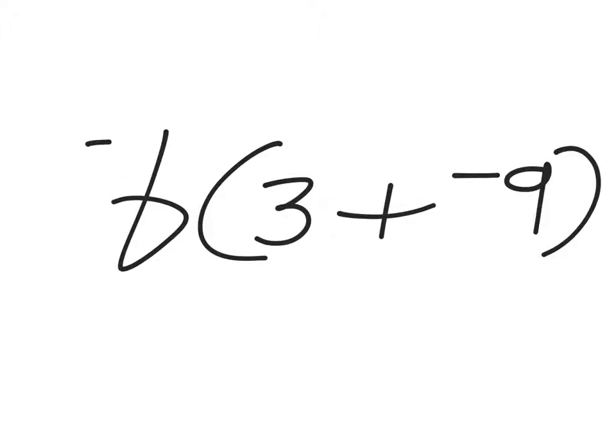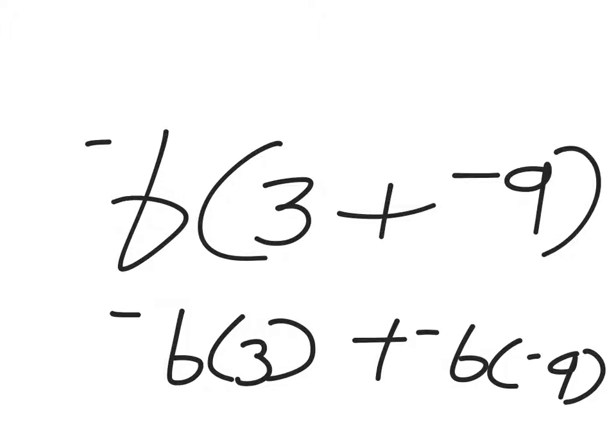Once again, in order to evaluate this by using the distributive property, you times -6 by 3 and -9 by themselves. Then once again, after you do that, you can times them by each other and get your answer.